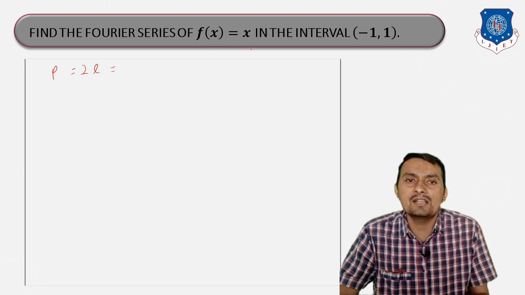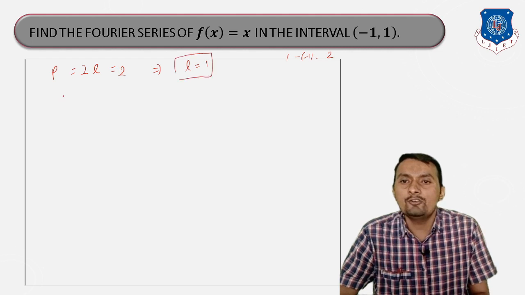P is equal to L, the upper limit, that is 1, and my lower limit is minus 1. So we are going to get here only 2, so we compare with 2. So what we are going to get? L is equal to 1.